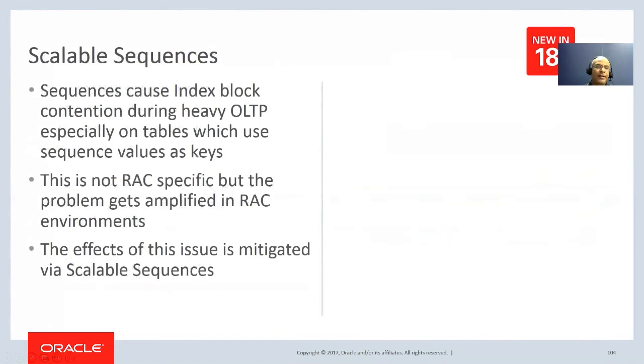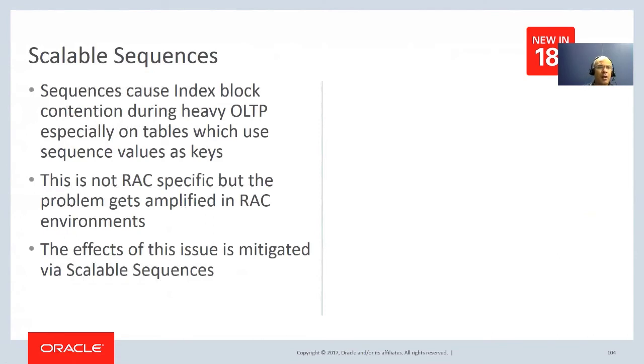And moving on to the final one, with 18c, because I briefly introduced scalable sequences, and there were a couple of questions on what a scalable sequence is. Does it only affect OLTP or DSS? I put some numbers and information here.